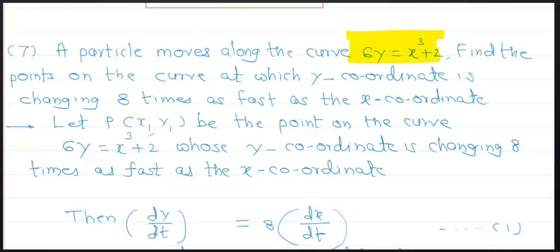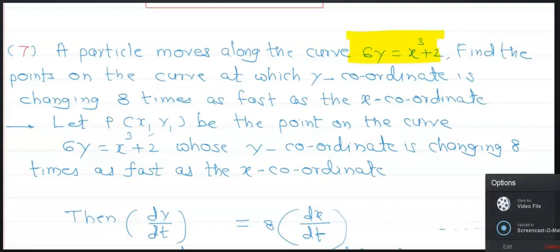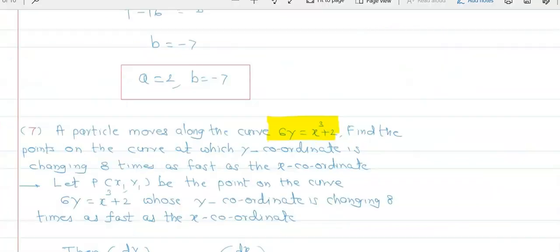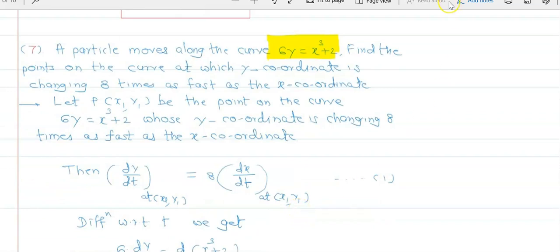These are the points, and this is the modified question. I had modified this question. You can solve it by yourself, it doesn't matter if you want to solve it, but I had solved it in this method. Now see this again here. Let P(x1, y1) be the point on the curve 6y is equal to x cube plus 2, whose y coordinate is changing 8 times as fast as the x coordinate. Then dy by dx at the point x1, y1 is 8 times dx upon dt at the point x1, y1. This is the important condition.